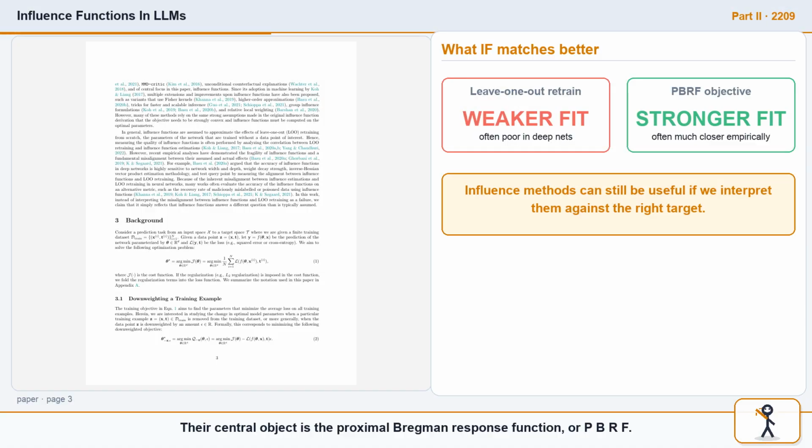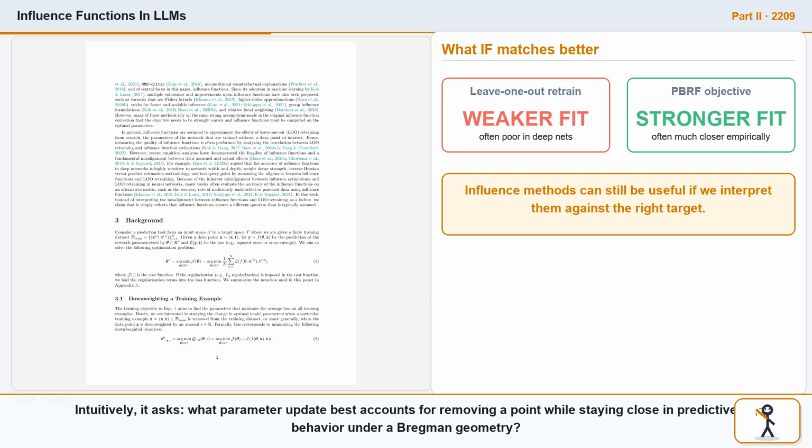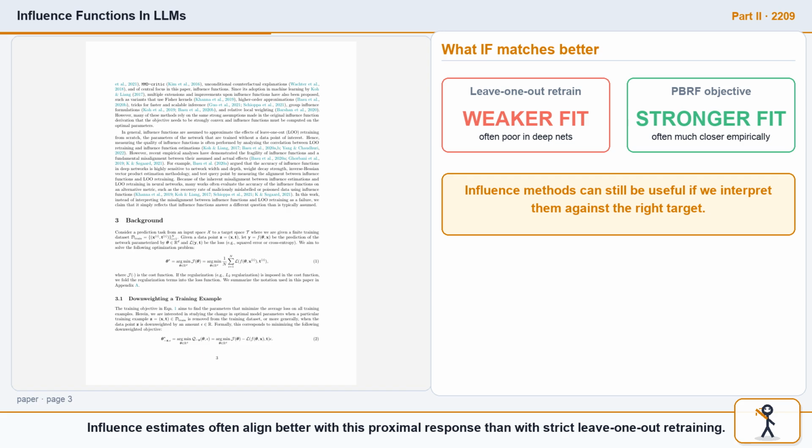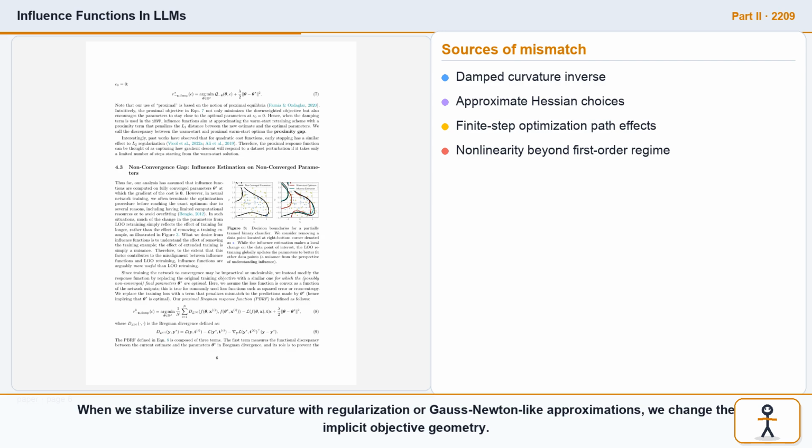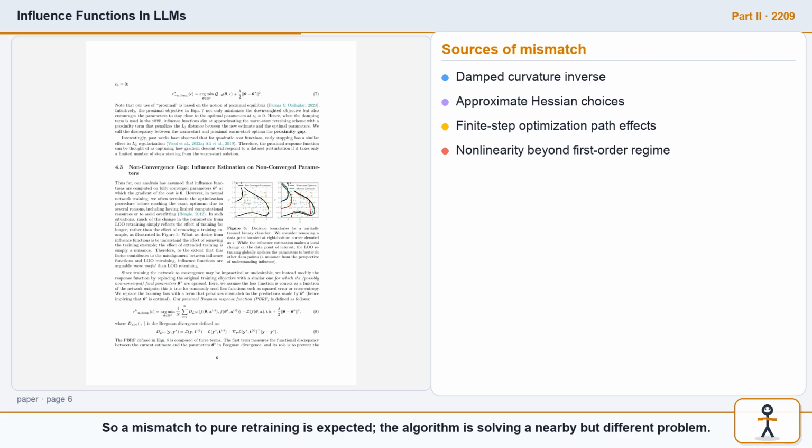The central object is the proximal Bregman response function, or PBRF. Intuitively, it asks: what parameter update best accounts for removing a point while staying close in predictive behavior under a Bregman geometry? Influence estimates often align better with this proximal response than with strict leave-one-out retraining. One reason this reinterpretation matters is damping and Hessian surrogates. When we stabilize inverse curvature with regularization or Gauss-Newton-like approximations, we change the implicit objective geometry. So a mismatch to pure retraining is expected. The algorithm is solving a nearby but different problem.